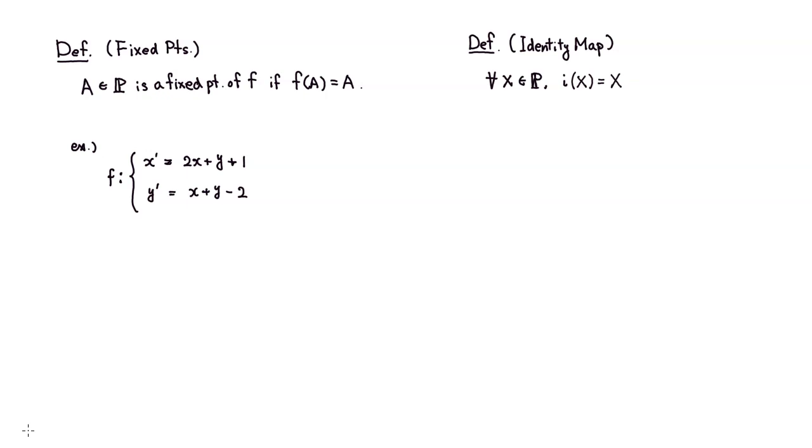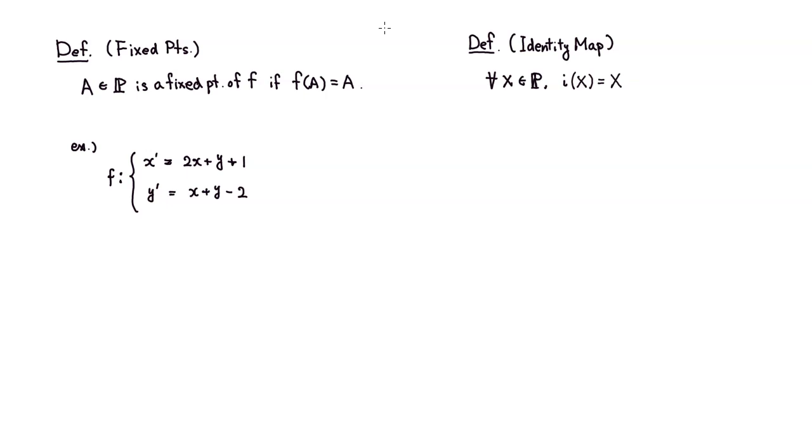All right, let's look at the fixed point of a transformation. Here's the definition. Point A in a plane is called the fixed point of a transformation f if you apply the transformation f, you're going to get exactly the same point. That's why it's called the fixed point, because the location is fixed. It doesn't go anywhere. It just stays the same.